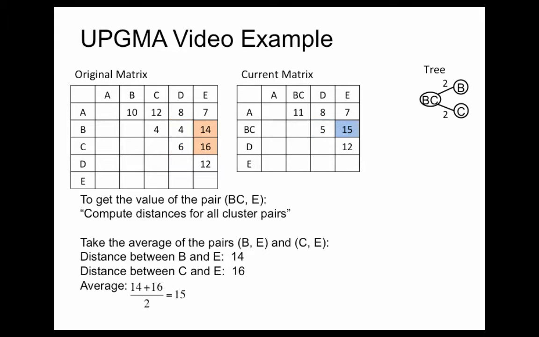Okay? And then finally, we have E, which is kind of like our outgroup, and we need the distance between B and E and C and E. So it's the average of 14 and 16. And so now we have another diagonal, or a filled-in matrix above a diagonal, and we have all the distances filled in now.